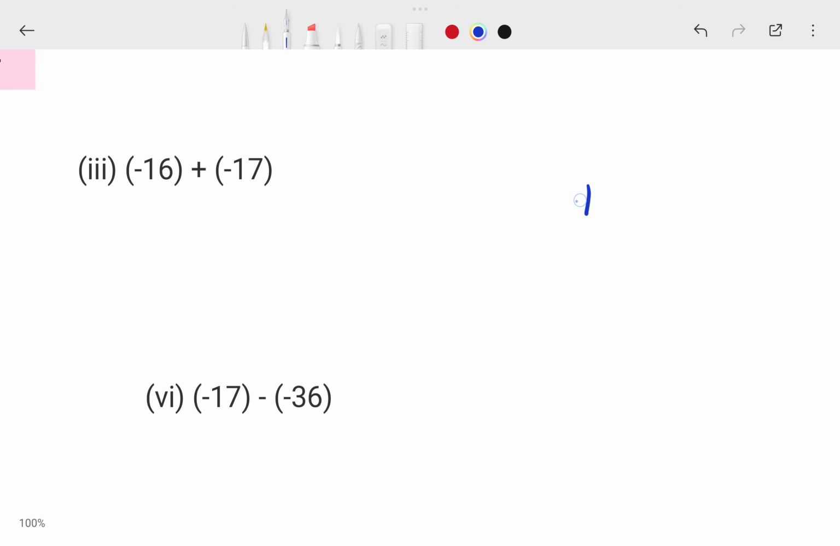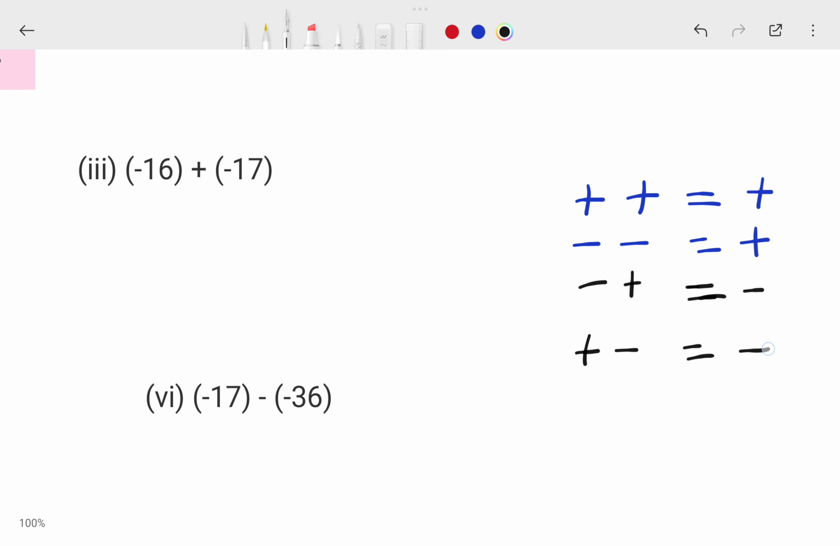Always remember, positive positive is always a positive number. Negative negative is also always a positive number. But when the numbers are different, negative and positive, it is minus. Remember that one. So when two symbols are the same, plus and plus, it is going to be plus. Whenever both symbols are minus, it is going to be plus only.